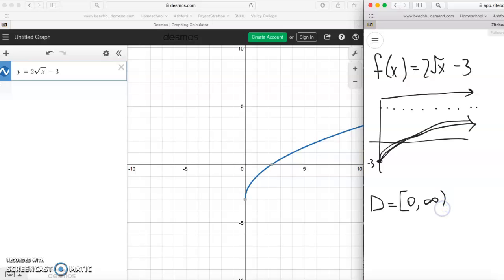That's my domain. And if you look at my range, how high or how low I go, this line is going to keep going up, ever so slowly, but it's going to keep going up. But down here, I have a lowmost point, meaning that I come to a bottom where I'm not going to get any lower, and I'm not going to get any lower than negative 3. So my range is equal to, I start at negative 3, and it's going to go up to positive infinity.